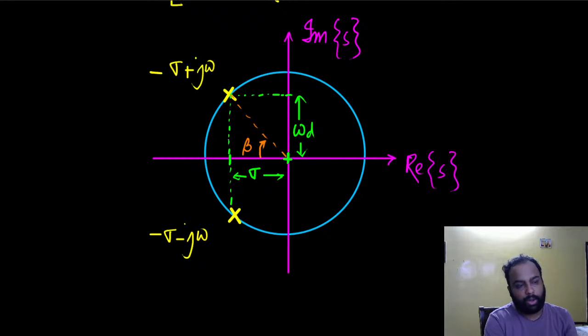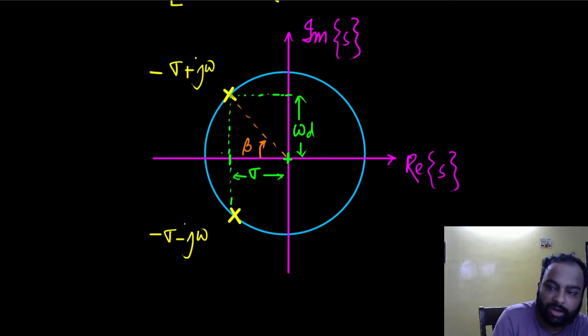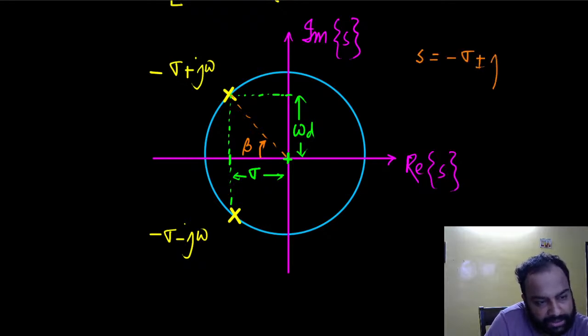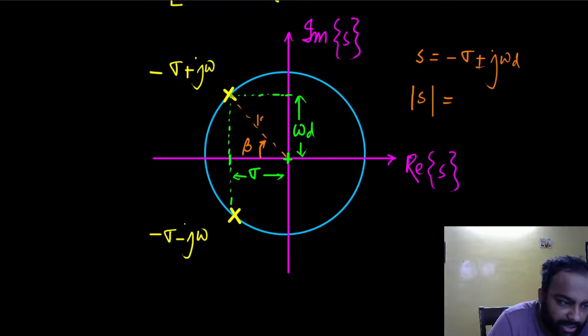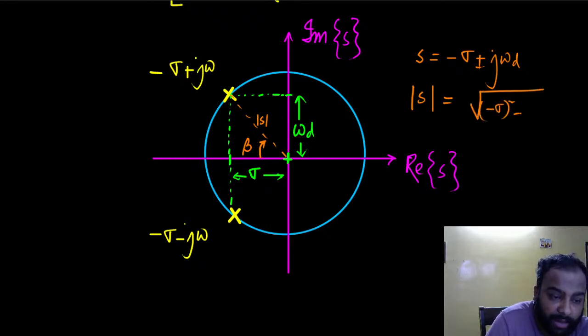So what is the distance of the poles from the origin? The vertical distance is omega d. What is the horizontal distance? That's your sigma. The poles are at s equal to minus sigma plus minus j omega d. So what is the modulus? That's the distance of the pole, that's mod s. That's going to be the square root of minus sigma whole square plus minus j omega d whole square. So that becomes the square root of sigma square plus omega d square.